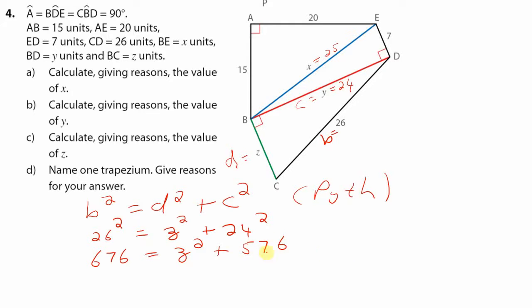Strategy, swim across the river, so that Z is on the one side, the numbers on the other. So we have 676 minus 576 equals Z squared. So the difference here is 100. So Z squared is simply 100.